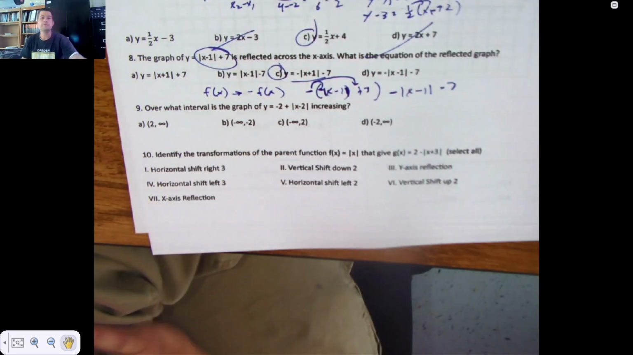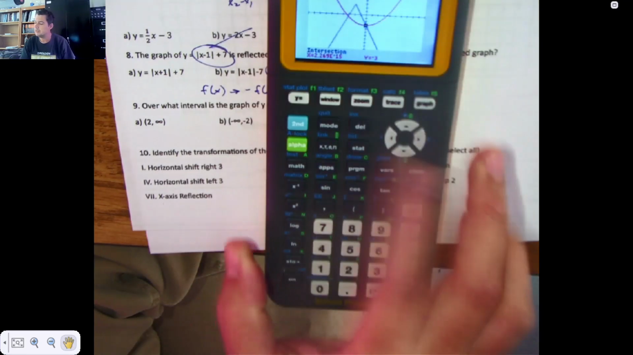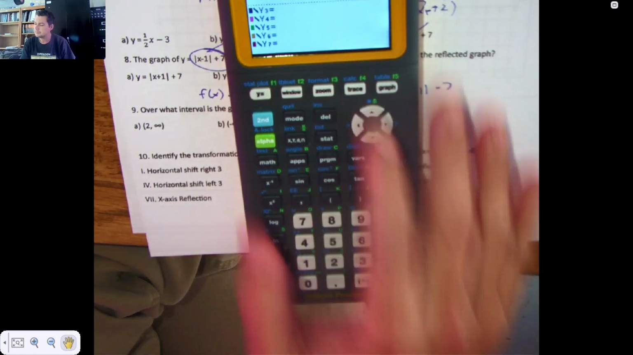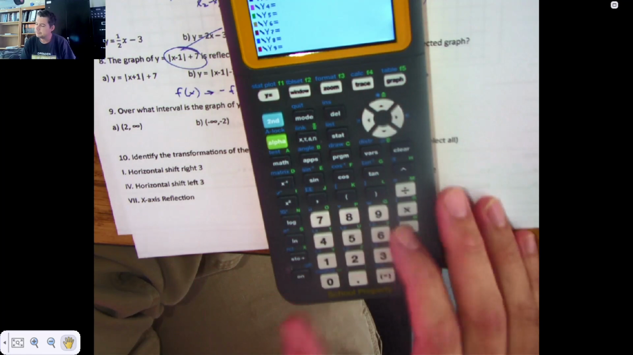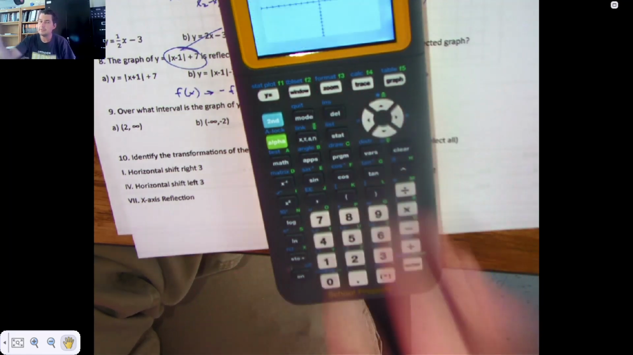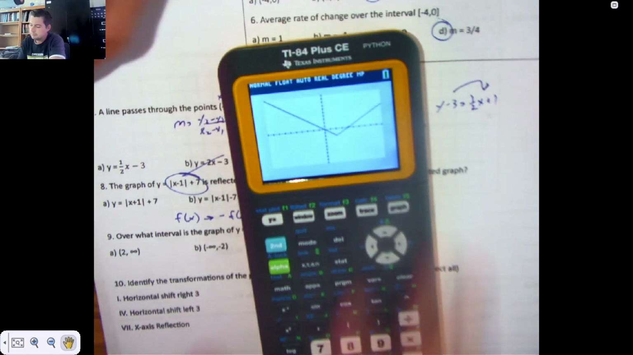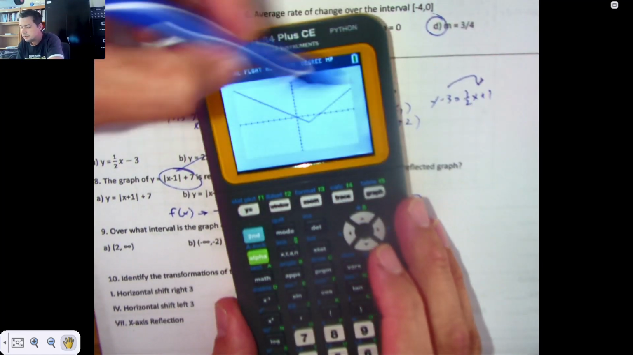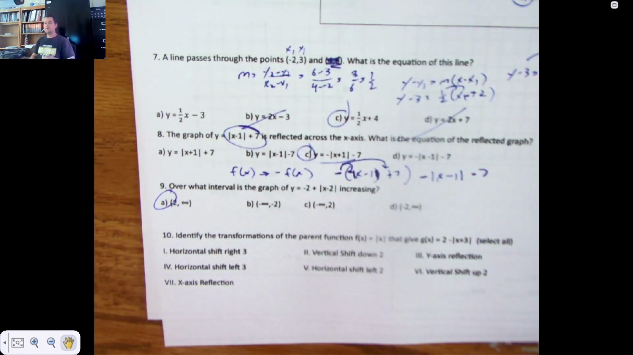Where is the graph y equals -2 plus the absolute value of x minus 2 increasing? It says increasing, right? So -2 plus math num abs x minus 2. Zoom 6. This is increasing. It says increasing. That's increasing. Starts at 2, moves right forever. 2 to infinity.